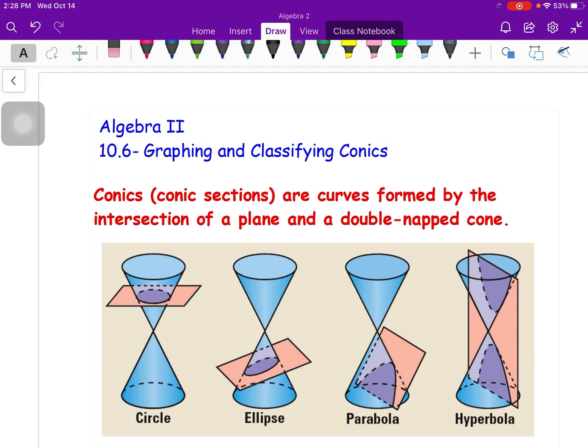Section 10.6 is on being able to classify conics and rewrite our equations in either form, whether it be standard form or conic form. Just a quick review. Conics are curves formed by the intersection of the plane of our double napped cones.